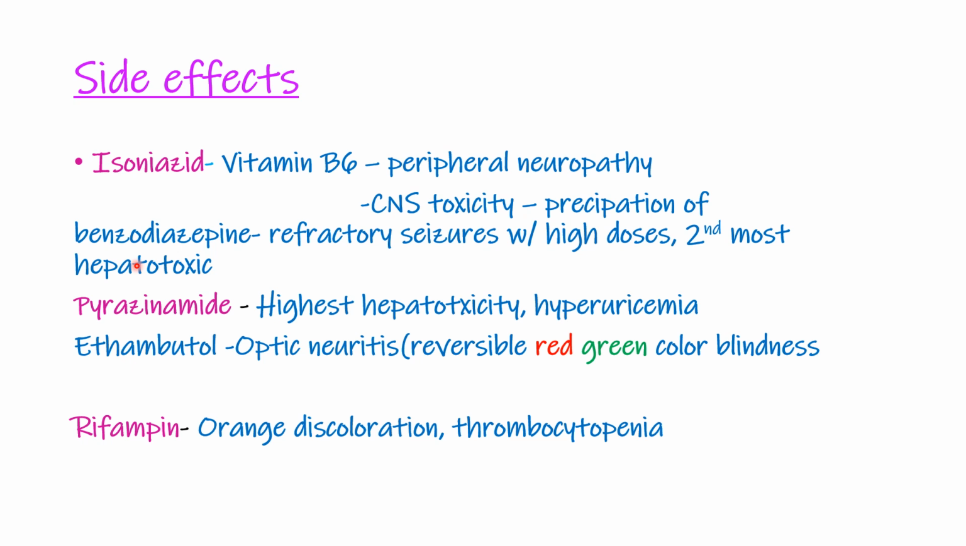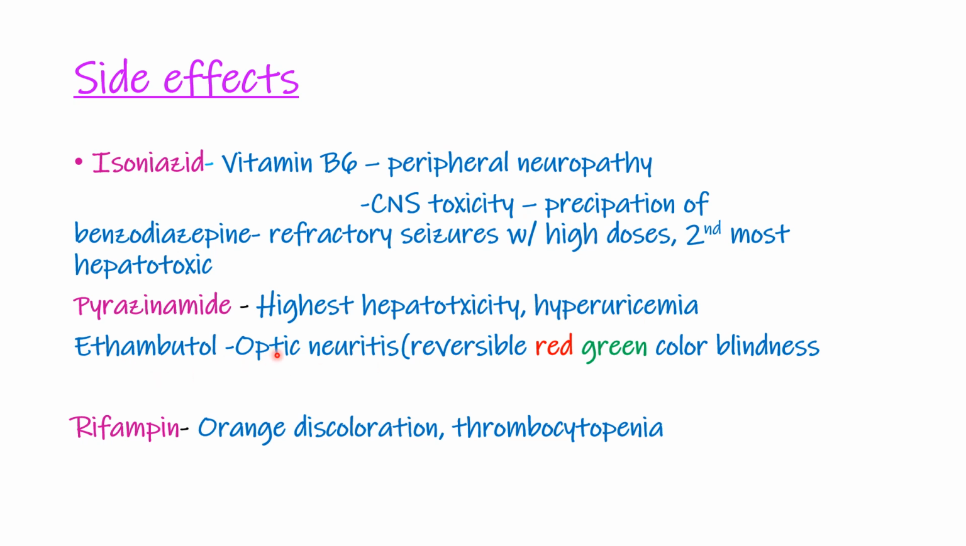This is because the problem is usually pyridoxine, which is inhibited by isoniazid and is very important in the synthesis of GABA. The next is pyrazinamide. As mentioned before, it causes high hepatotoxicity in addition to hyperuricemia. As you have seen in the previous slide, you can discontinue the drug if the patient has gout, so it decreases excretion of uric acid.